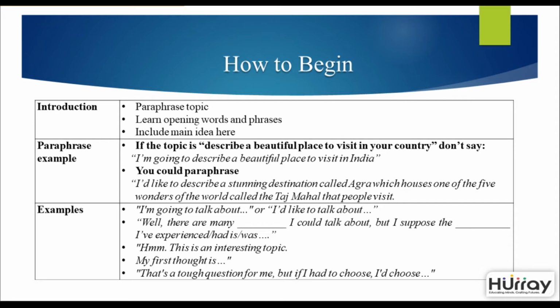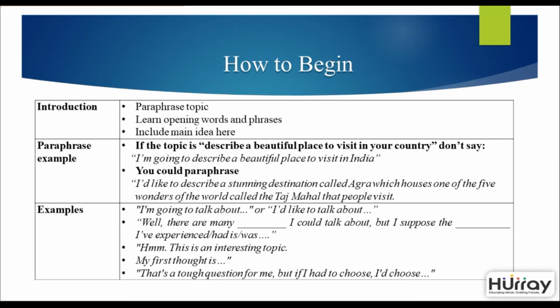You could paraphrase, for example, if the topic is describe a beautiful place to visit in your country, don't just say I'm going to describe a beautiful place to visit in India. You could paraphrase the question by saying, I'd like to describe a stunning destination called Agra, which houses one of the 5 wonders of the world called the Taj Mahal that people visit.